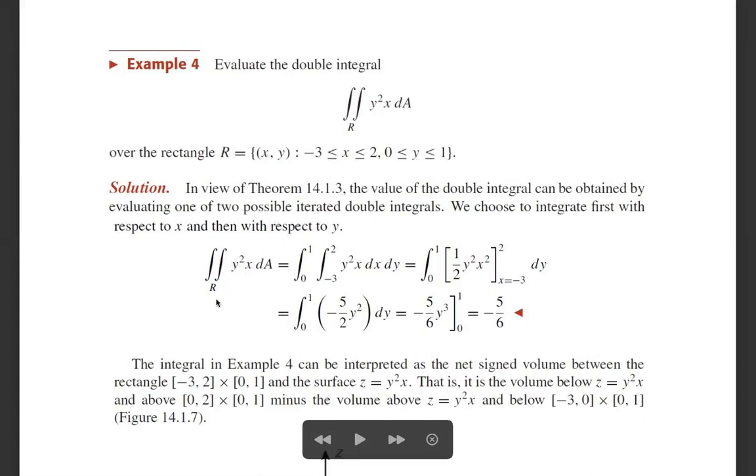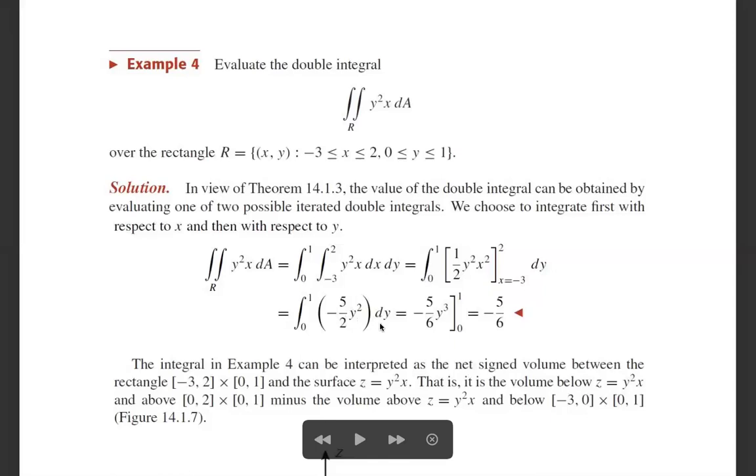So the double integral over the rectangular region R of y square x dA is equal to the integral from 0 to 1, integral from minus 3 to 2, of y square x dx dy, which is equal to the integral from 0 to 1 of y square into the integral of x square by 2 from minus 3 to 2 dy, which is equal to the integral from 0 to 1, upper limit minus lower limit, which is equal to minus 5 by 2 y square dy.